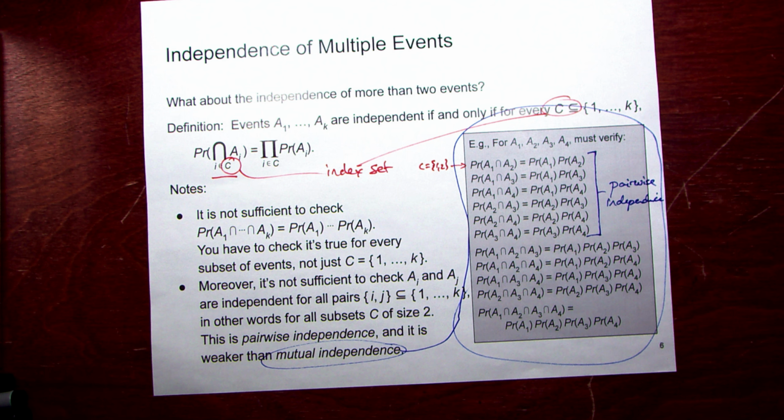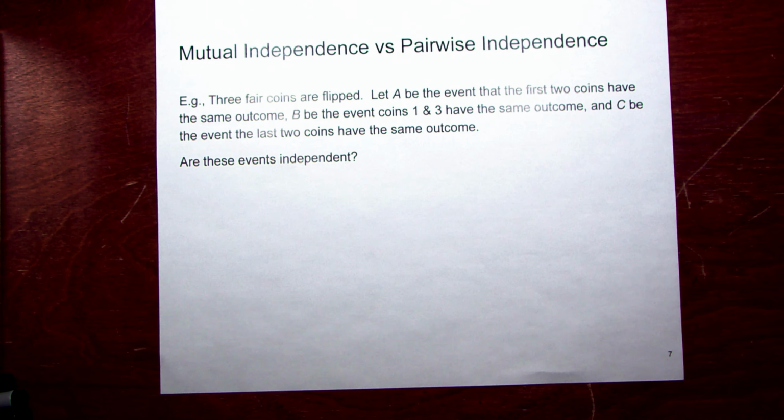And as an example of this, let's look at coin flipping. We flip 3 coins. Let's number them 1, 2, and 3. The first coin comes up heads or tails, the second coin comes up heads or tails, the third coin comes up heads or tails. And we have 3 events, A, B, and C. Event A talks about the first 2 coins. If the first 2 coins have the same outcome, then it's in event A. B is coins 1 and 3 having the same outcome, and C is coins 2 and 3. Are they independent?